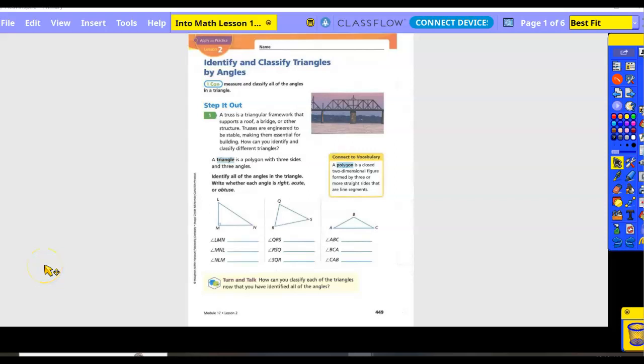Fourth grade math, lesson 17.2. Identify and classify triangles by angles. I can measure and classify all of the angles in a triangle.